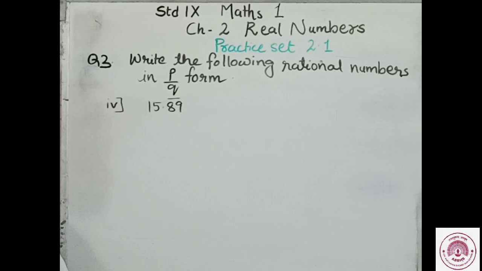So therefore x means what? x is 15.89 bar. So therefore 15.89 bar is equal to 1574 upon 99. So this is the p by q form of this decimal number 15.89 bar.